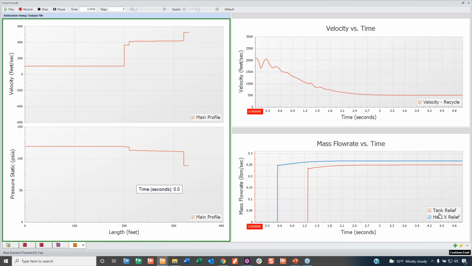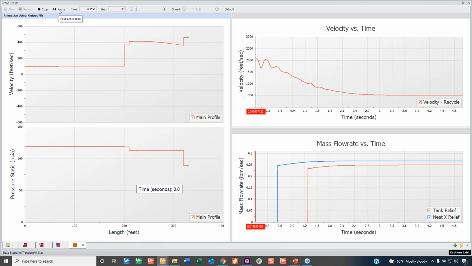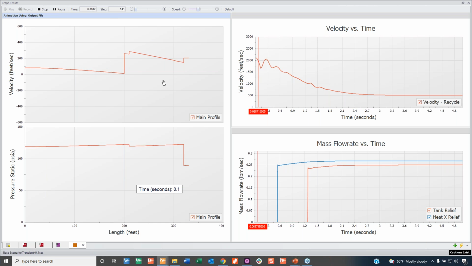I'm sorry, I misnamed these. The tank relief is the first one, and the heat exchanger is the second one. I apologize. But in any case, we're really just looking at these two graphs. This is my profile, and then this is my recycle line, now looking with time, not length. So it's not an animated graph like this other one is. So if we keep going, or I'm sorry, start over, but look when there is all negative velocity.